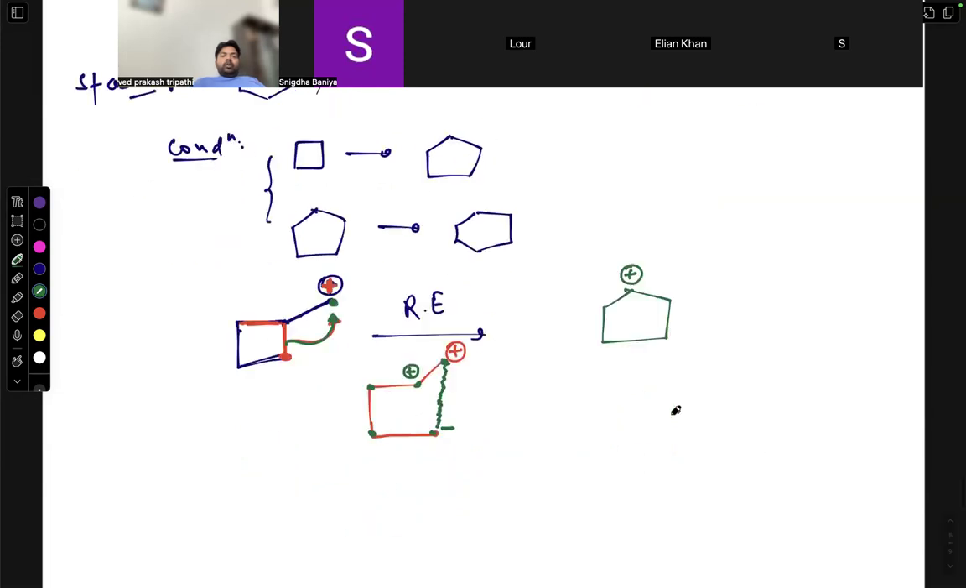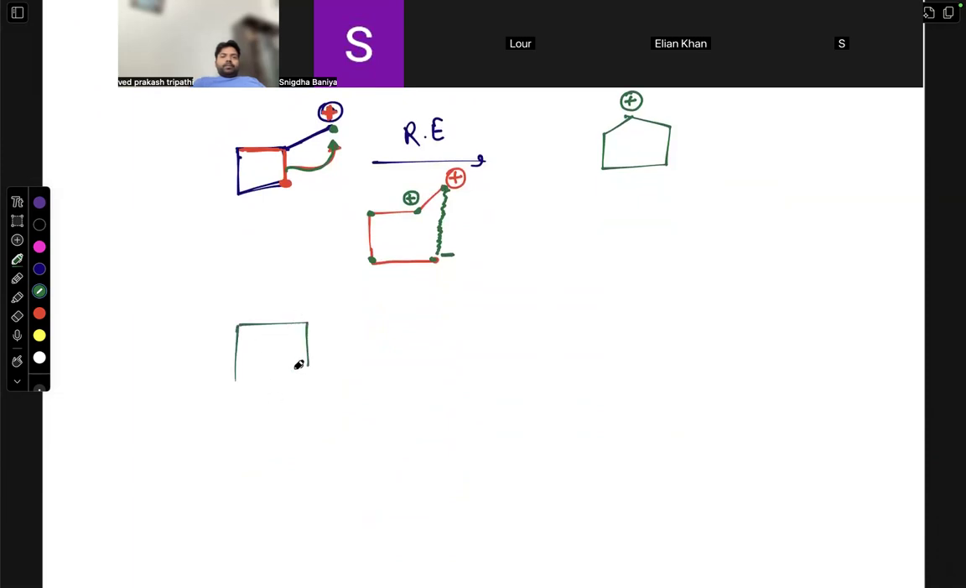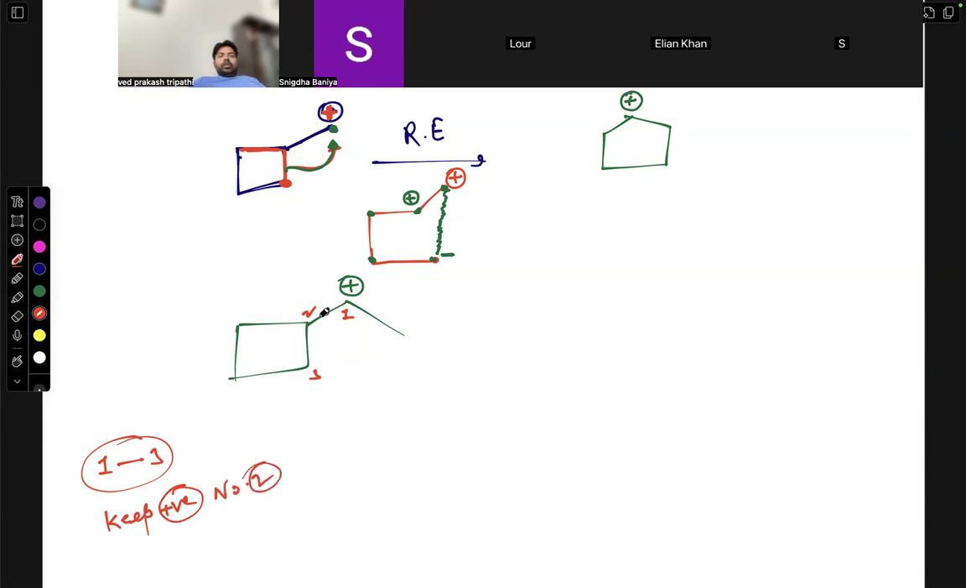Or even you can do one more thing. Suppose this one. So you can do numbering here. Suppose this is my 1, this is my 2, this is my 3. Only you can number 1, 2, 3 only. That is good enough, either this side or this side. So the simple thing is that we have to connect to 1 and 3 and keep positive at number 2. So you know that the 4-member ring would become 5.